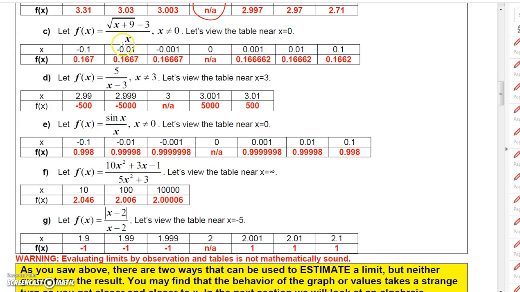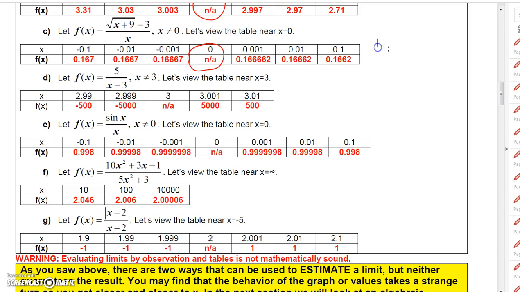Now, let's look at this one. This one, we're interested in what's happening around 0. And again, you can't plug 0 in because that would give you 0 in the denominator. But if you plug -0.1 in, say square root of -0.1 plus 9 minus 3 divided by -0.1, you get 0.167. Well, if you plug -0.01 in and evaluate the function, you get 0.1667. And then plug this in, you get 0.16667, and so forth. And then you pick numbers close to 0 from the other side, and you get that recurring 0.1666 theme.